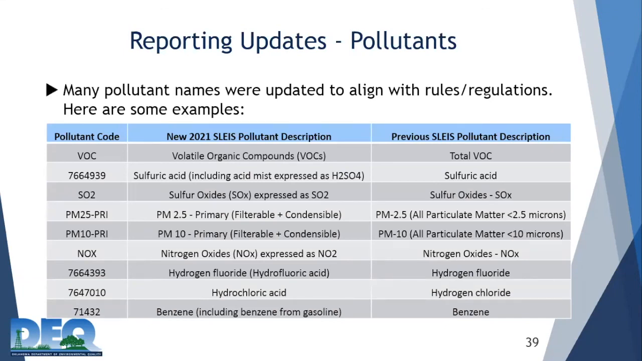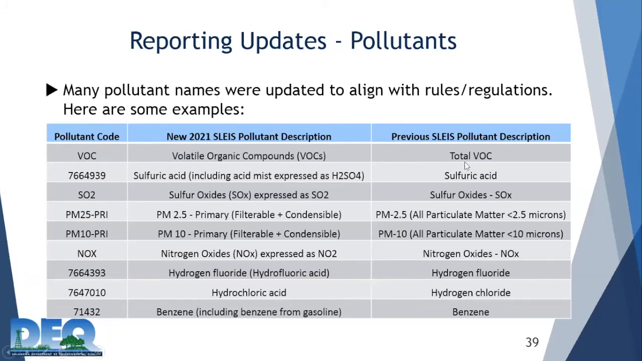We do have quite a few updates on our pollutants. Most of them are minor, and we made changes to align with our rules and federal regulations. And here are some examples. Overall, I'll say we had 80-something changes to pollutants, or 80-something pollutant names that we changed. So that was a lot, but most of them are very minor.